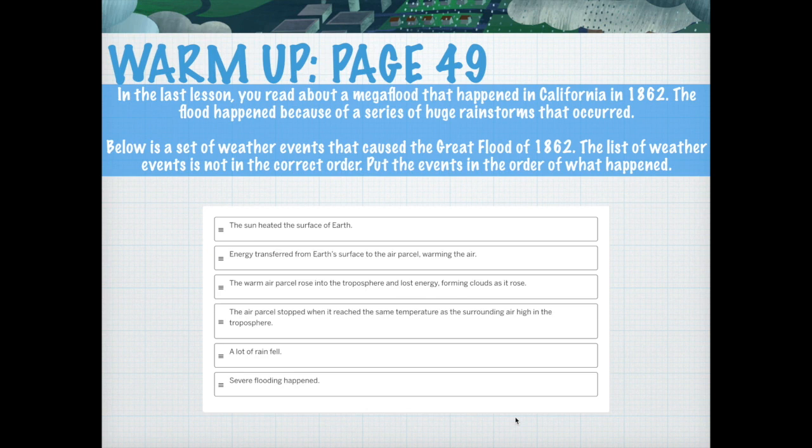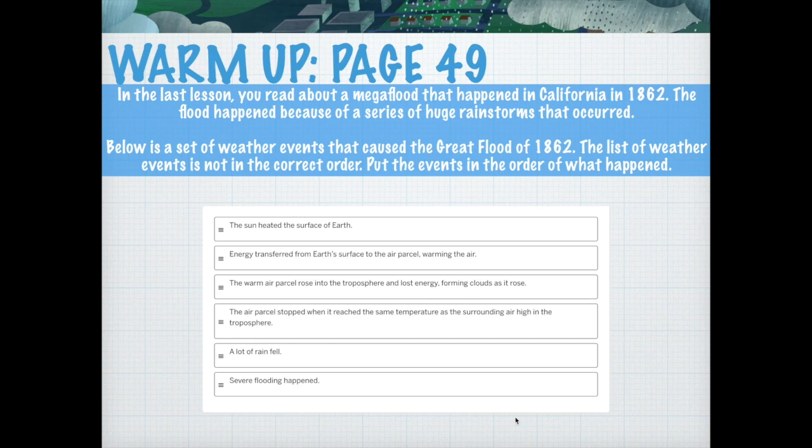Okay, guys, welcome back. So, the order below is the correct order in which the events happened, and the sun heated the surface of the earth. We know this as something that would normally happen because we need the evaporation to happen. Energy is then transferred from the Earth's surface to the air parcel, warming the air. So as it hits the Earth's surface, it then warms the air right above it.